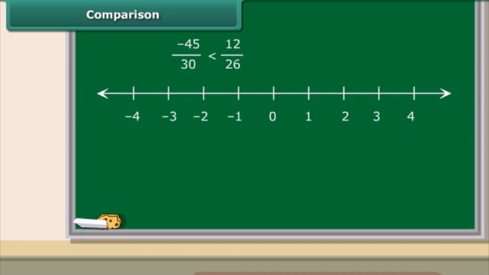For example, 2 by 3 lies here, and 1 by 3 lies here. So which one is on the right? 2 by 3. Correct. Therefore, 2 by 3 is greater than 1 by 3. Similarly, minus 1 by 3 is greater than minus 2 by 3 because minus 1 by 3 comes to the right of minus 2 by 3.